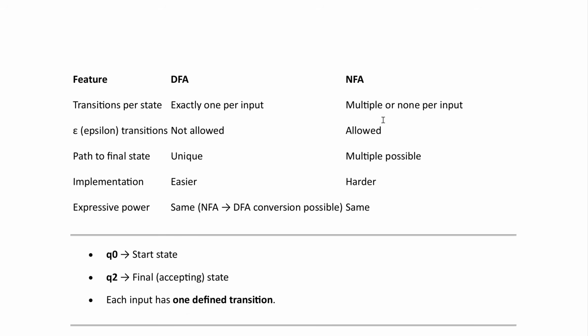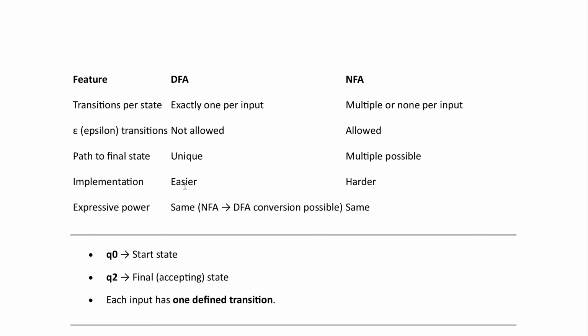So this is the comparison table between DFA and NFA. As far as transitions per state is concerned, in DFA there is exactly one per input, but in NFA there can be multiple or none per input. As I have explained, this is the major difference between DFA and NFA. Next, as far as epsilon transitions are concerned, in DFA epsilon transitions are not allowed. In NFA, these are allowed. In DFA, the path to the final state is unique. In NFA, there can be multiple possible paths to the final state.